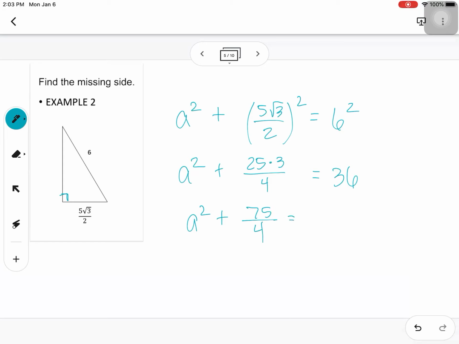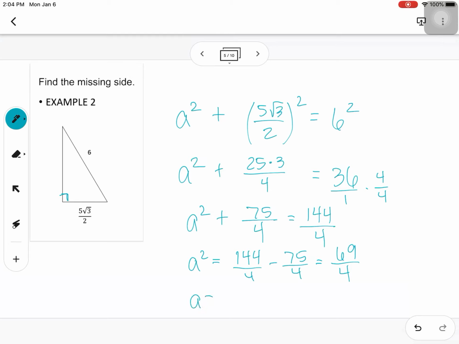What I am going to do, since I'm going to be subtracting that 75 over 4, I'm going to get a common denominator with this 36 real quick. So this 36 is over a 1. So I'm going to make it over a 4, which gives me 144 over 4. And I know that a squared is equal to 144 over 4 minus 75 over 4, which is the same as 69 over 4.